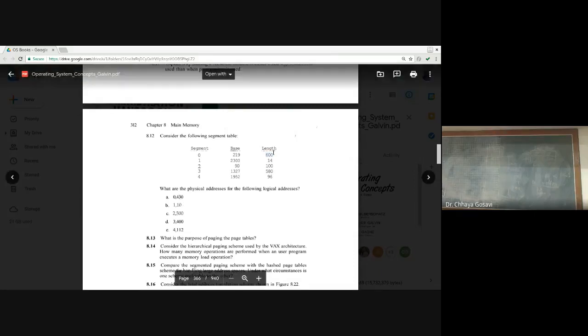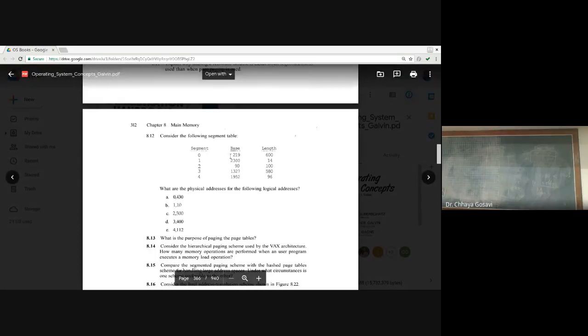So you are referring to the 430th line in the 0th segment. How to read this? You are referring to line number 430 from the 0th segment. Length of this segment is 600. So it is within the limit. 430 is less than 600. So you can go ahead, add this 430 to 219 and that will be your physical address.